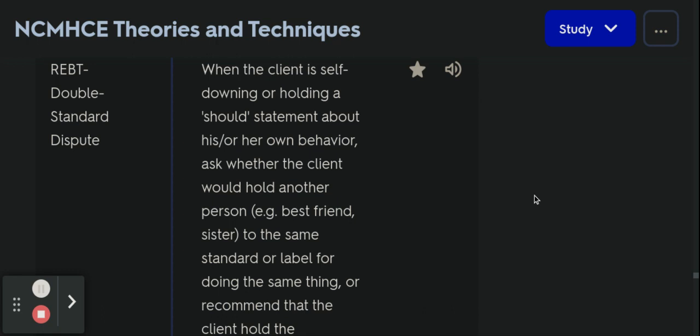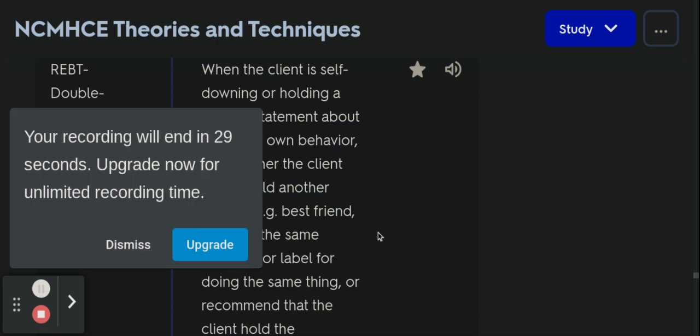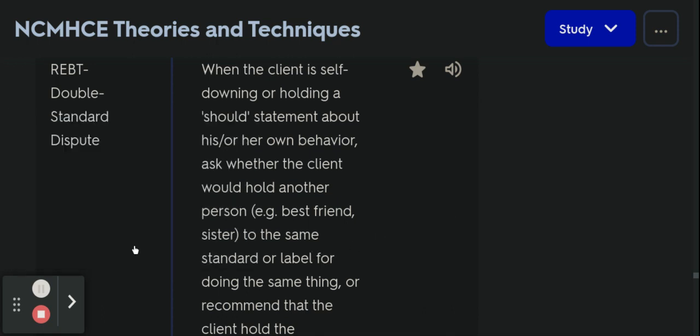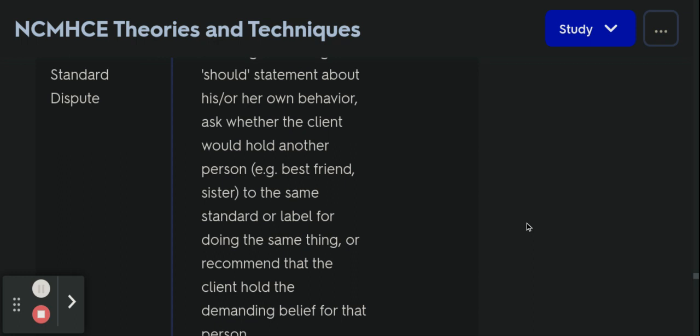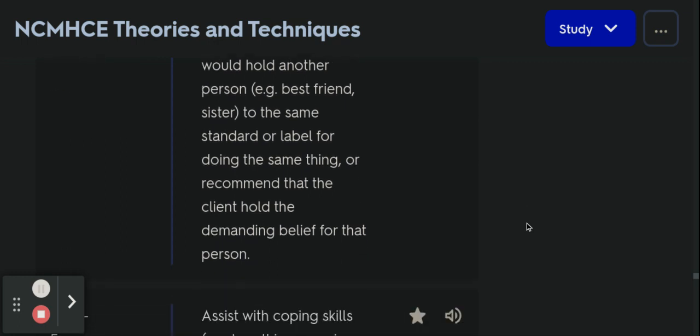REBT: double standard dispute. Use this when the client is self-downing or holding a should statement about his or her own behavior. Ask whether the client would hold another person, for example, a best friend or sister, to the same standard or label for doing the same thing, or recommend that the client hold a demanding belief for that person.